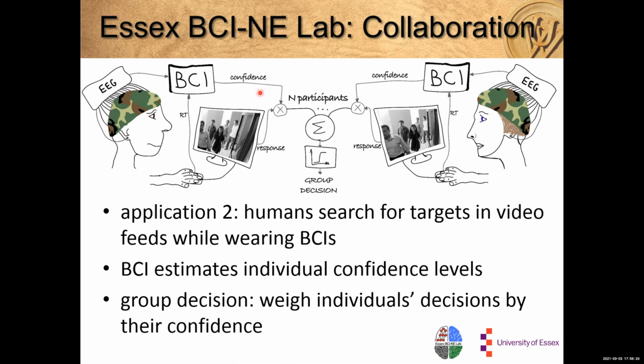Each individual person would tag the videos independently of each other. Each individual person would get their confidence level estimated through a brain-computer interface, and then this got merged into the overall group decision, where each individual's decision was weighted by their confidence level.